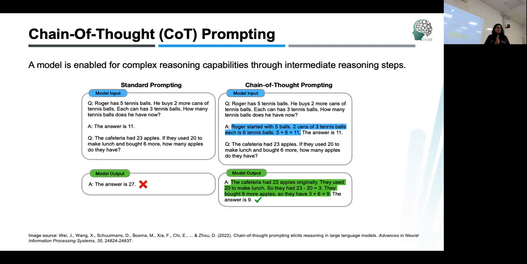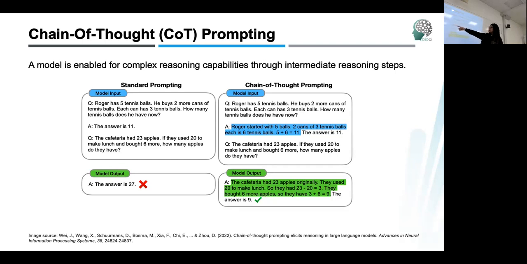Then comes chain of thought, as the name suggests, like the picture that I showed you earlier: thought about thought, or chunks of thought. A model is enabled for complex reasoning capabilities through intermediate reasoning steps. For example, Roger has 5 tennis balls. He buys 2 more cans of tennis balls, with each having 3 tennis balls. How many tennis balls would he have? This is already given to the model, and this is something we want it to predict. So we need to focus on the second part.